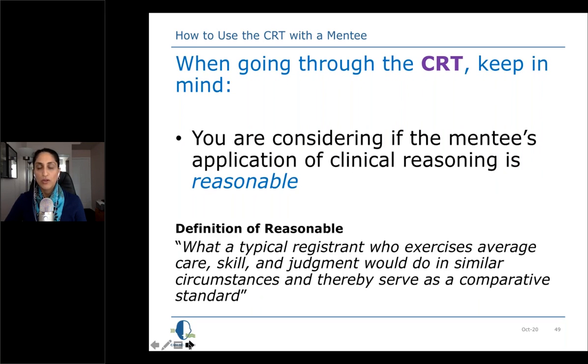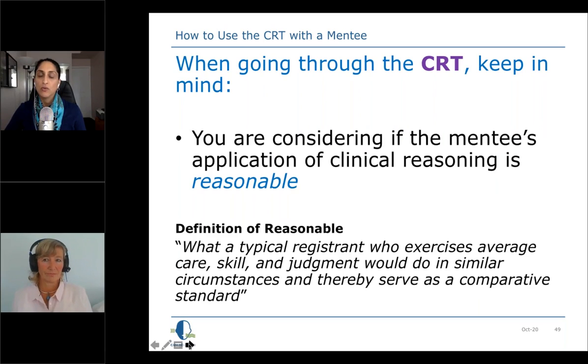Also to keep in mind when you're going through the clinical reasoning tool is you are considering if the mentee's application of clinical reasoning is reasonable. And we talked about the definition of reasonable, what a typical registrant who exercises average care, skill, and judgment would do in similar circumstances, and thereby serve as a comparative standard.